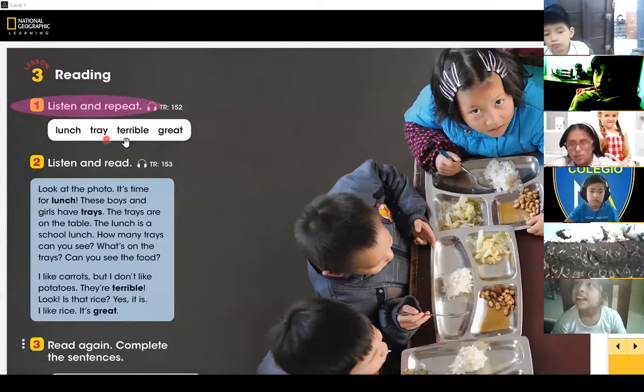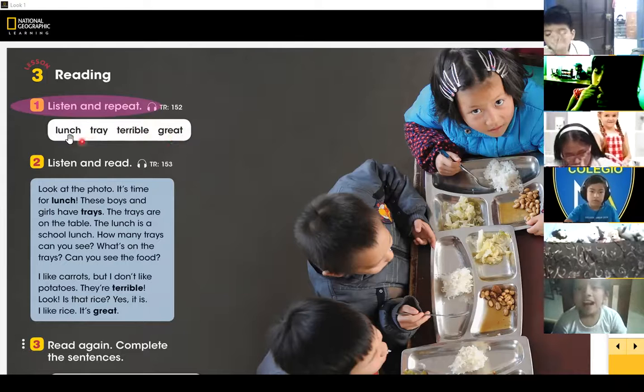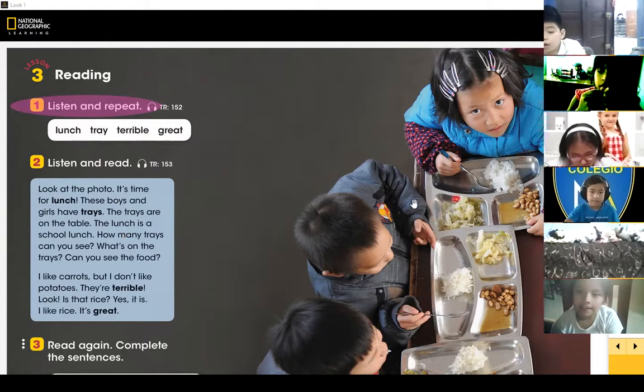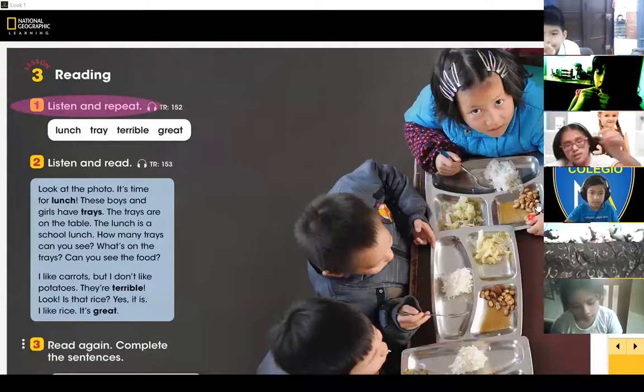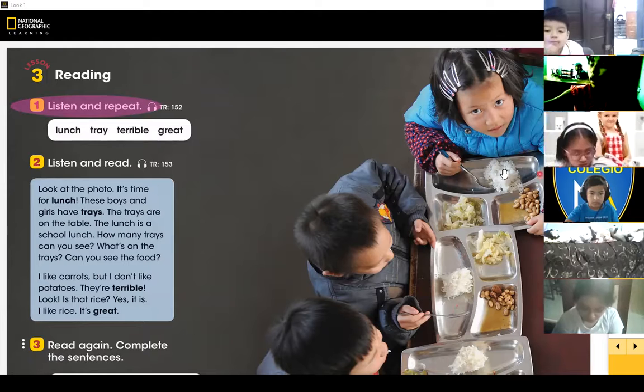Lunch, tray, terrible, great. What is lunch, students? This is the lunch, el almuerzo. Lunch, tray. What is a tray? The tray is this, la bandeja que tienen aquí estos children. These are the trays, yeah?